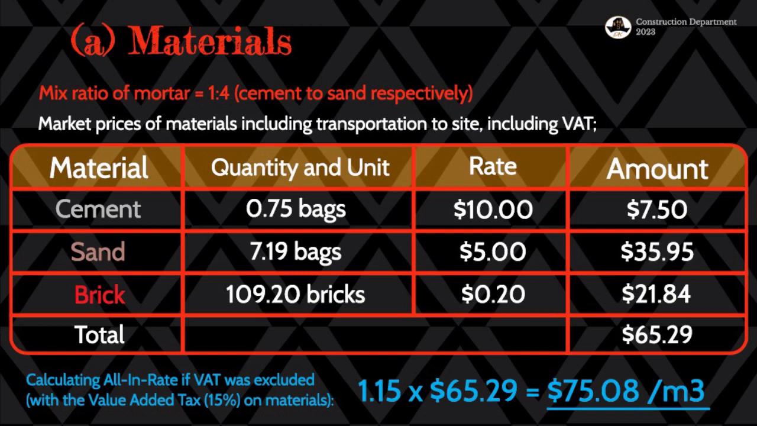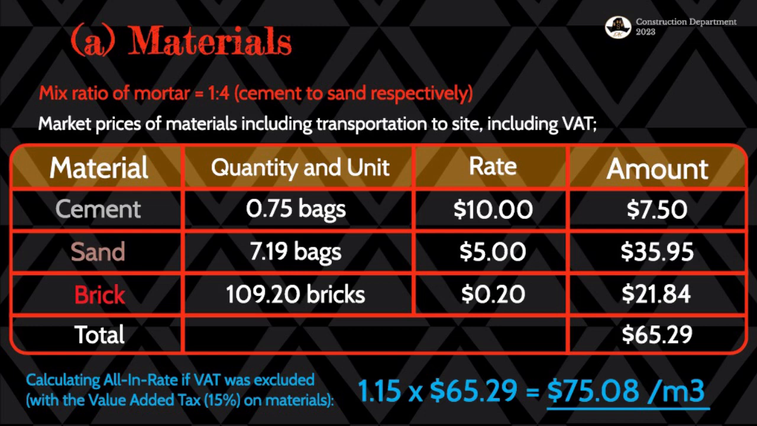So those are the rates that we're going to be using, and then we just multiply the numbers in each row to get the amount, and then our total will be $65.29 for all the materials per square meter. And then we can look below there, which is the calculation of the all-in rate of the materials when we exclude VAT. Let's say VAT was not included, so we then take our $65.29 as the subtotal, and then we calculate 15% of that.